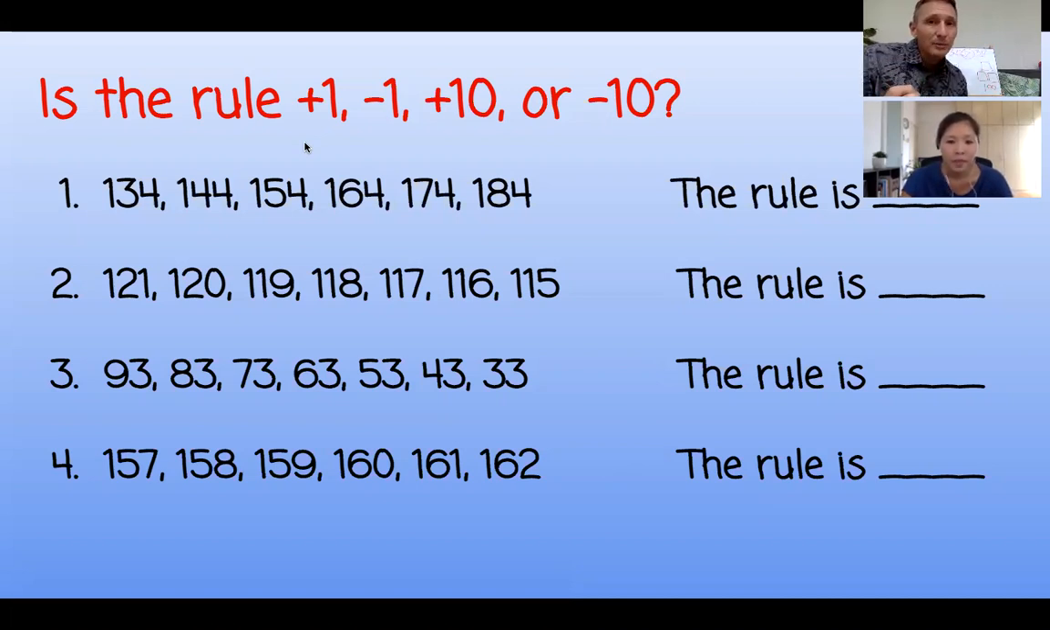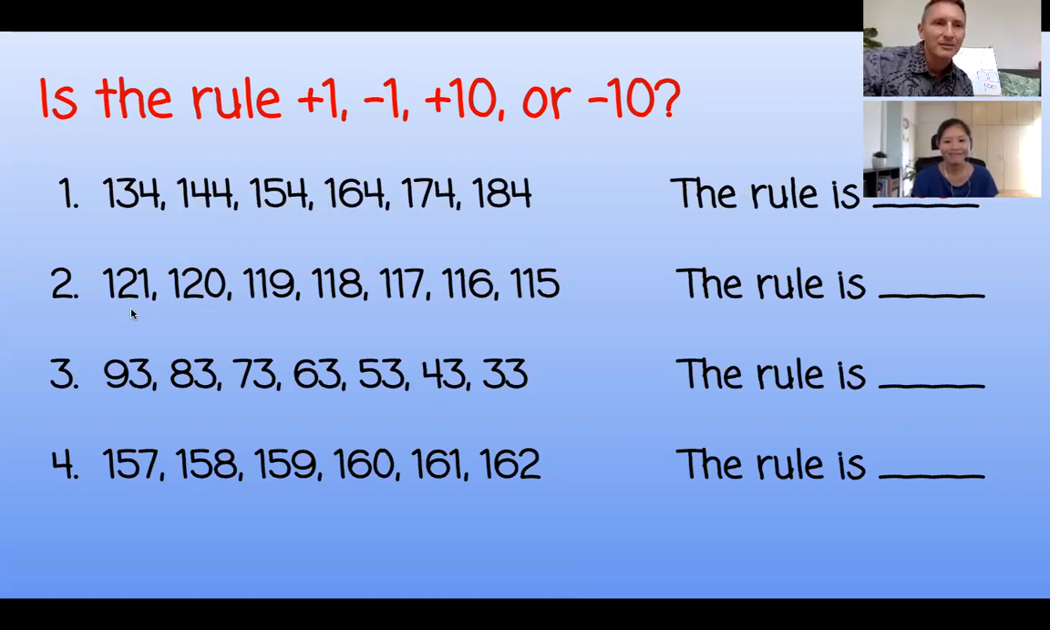Is it taking away 1? Is it adding 10? Or is it taking away 10? And so you can just do this along with me. Number 1 says 134, 144, 154, 164. So we can see that the value of the tens is going up. So the rule then would be plus 10. So that rule is you're jumping up by 10.